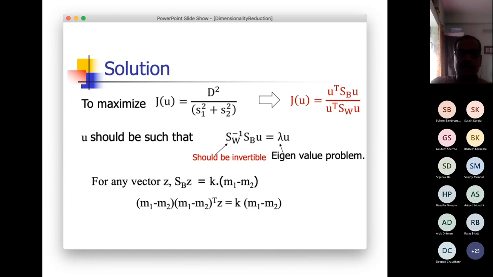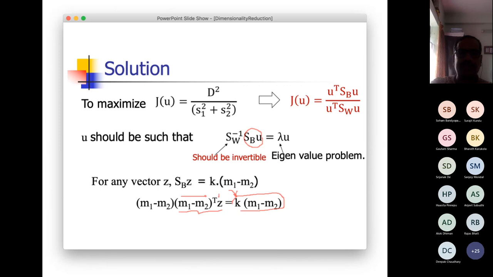Now this part is a scalar because this is a dot product of this vector, right? This is the row representation, this is the column representation. So this is a scalar quantity. So you get k, you can bring it before m1 minus m2. So we can write it in this way. So the point is that SBU can now be represented as k into m1 minus m2 itself.